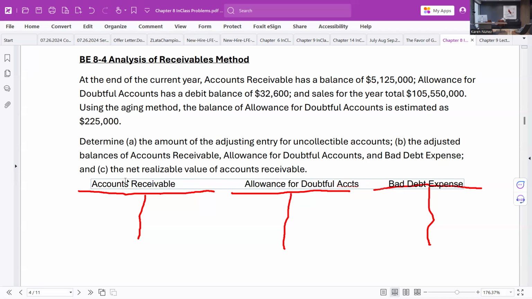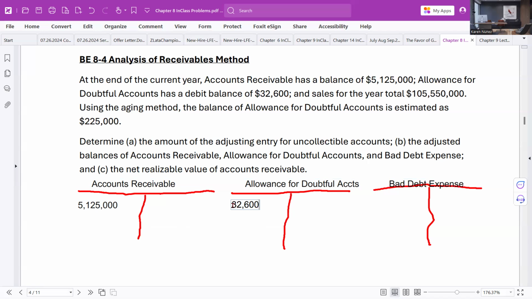Okay, and what do we know? Well, accounts receivable has a balance. An asset account normally has a debit balance. Accounts receivable has a balance of 5,125,000. Allowance for doubtful accounts has a debit balance of 32,600. And the sales are 105 million. That's all we need for now. And the aging method is used.